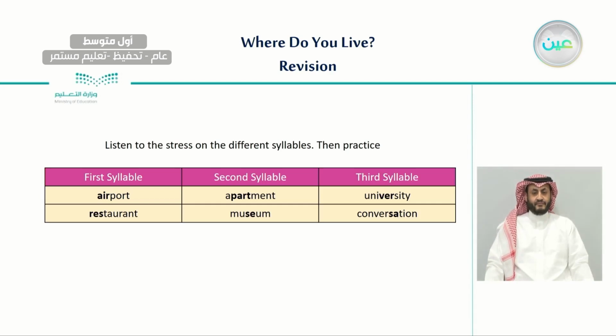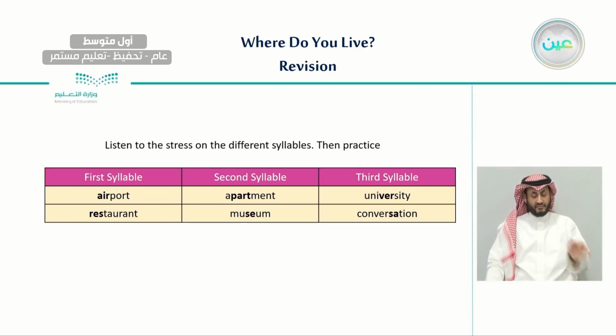So let's talk about the first syllable. A quick reminder: for a word whose first syllable we need to stress, we need to emphasize the beginning of the word. For example, airport. The first one is airport. And the second one is restaurant. Restaurant. So these two words have the stress on the first syllable.